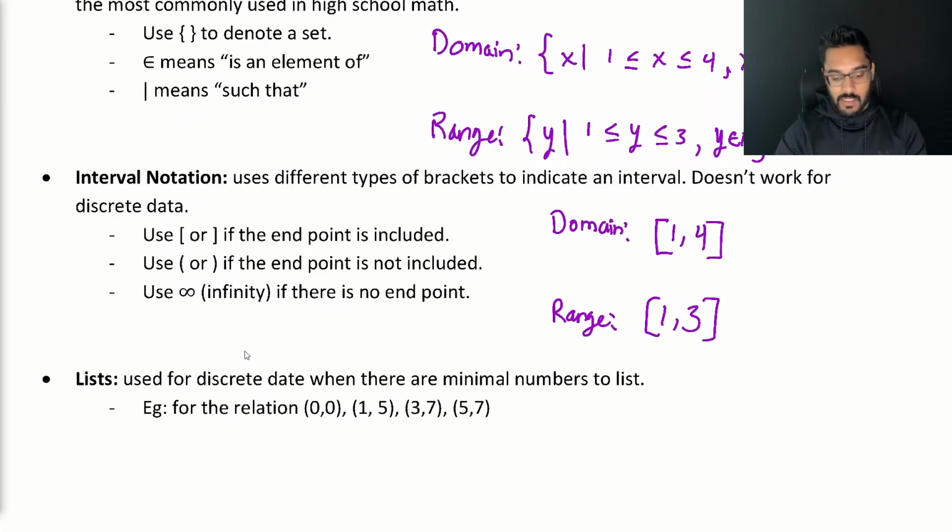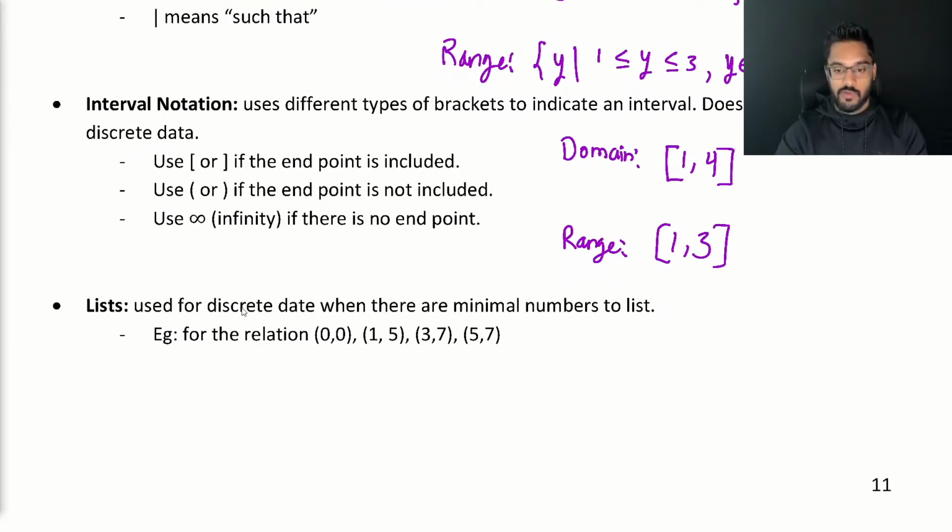Okay, now for the list, you can use this for discrete data when there are minimal numbers to list. I can't really use this for my continuous graph because there's an infinite number of values I could be in between 1 and 4. All the decimals, however many size, right? So I can't really do that for a continuous graph. But if it's for a discrete relation, so discrete data, for discrete data when there are minimal numbers to list.